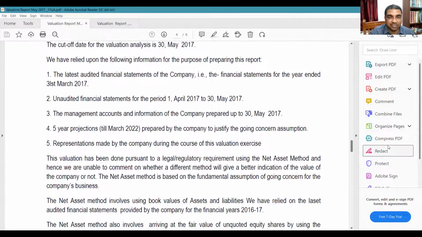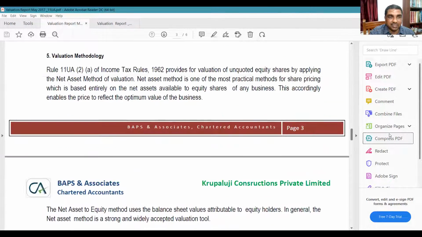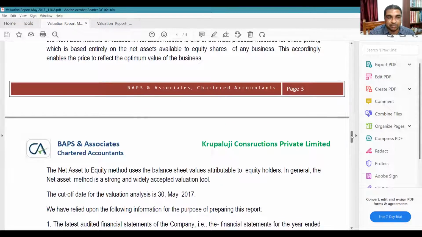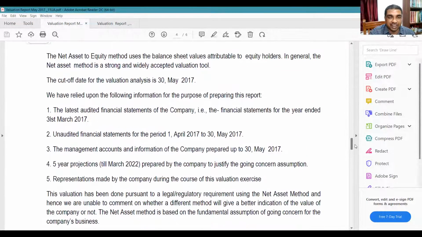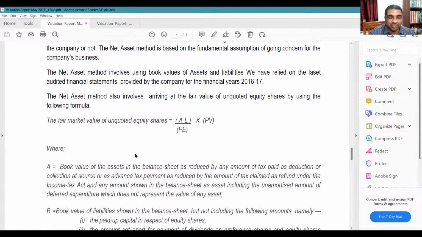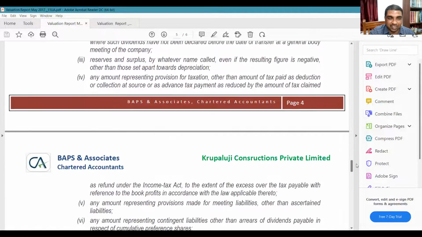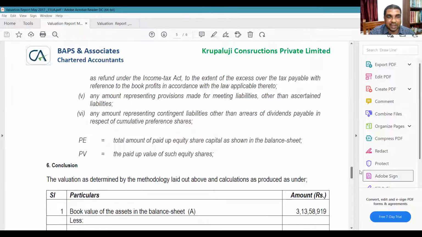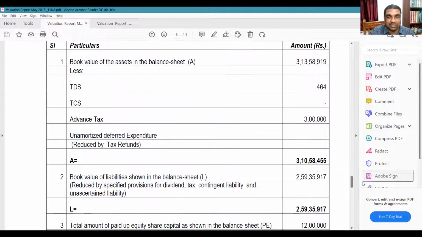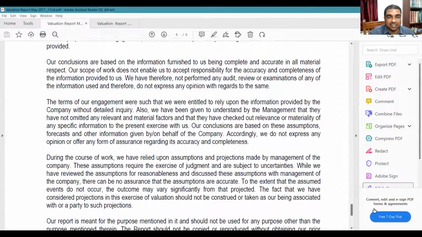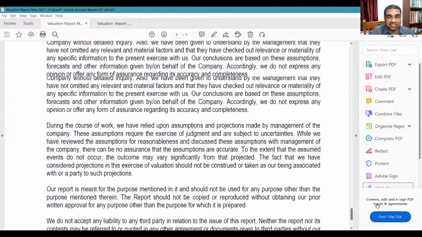Here you see, this is valuation methodology as per Rule 11UA of the Income Tax Rules. This has been disclosed, how value has been arrived at. The same formula you've seen, which I had shown you earlier. Applying this formula, it has been described, interpreted and explained. On that basis, data are collected, and finally value is arrived at.